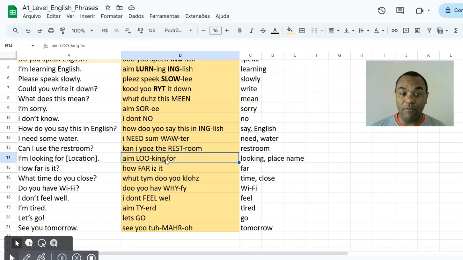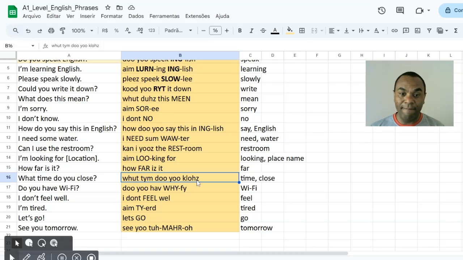14. I'm looking for the house. I'm looking for the shoe. I'm looking for someone, something. Right? In here, how far is it? How far is it?